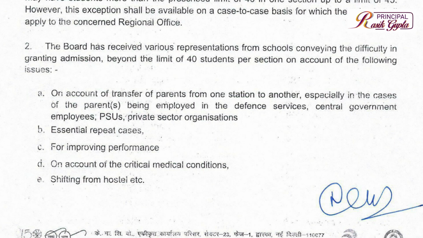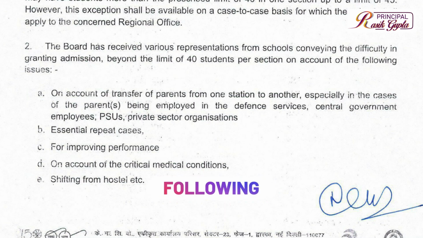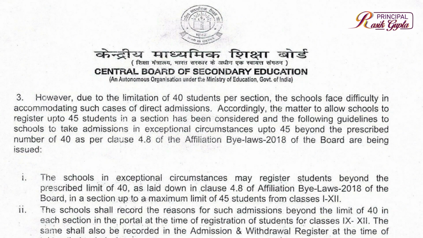So for you listening, what's the headline? What can schools do now? Okay, so the main thing is, schools can now register students in sections up to a maximum of 45. That's for classes 1 all the way through 12. So 45 is the new upper limit, but not the default. Correct. It's allowed in exceptional circumstances, going beyond the usual 40 stated in the affiliation bylaws. But, and this is important, they have to record the reasons.